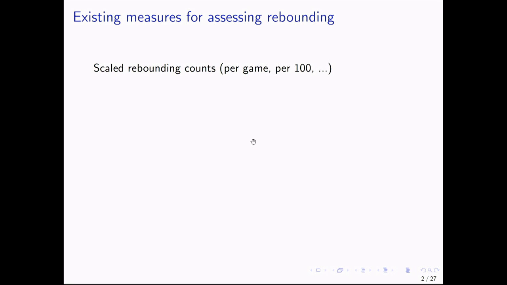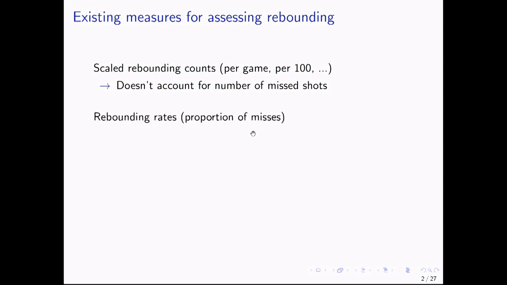The most popular of which is obviously some form of raw rebounding count, like rebounds per game, rebounds per 100 possessions, things like that. The problem is that they don't account for how many shots were even missed in the game, which means not even how many opportunities for rebounds there were for each player to collect. So an obvious improvement is to look at something like rebounding rates, or just the proportion of misses.